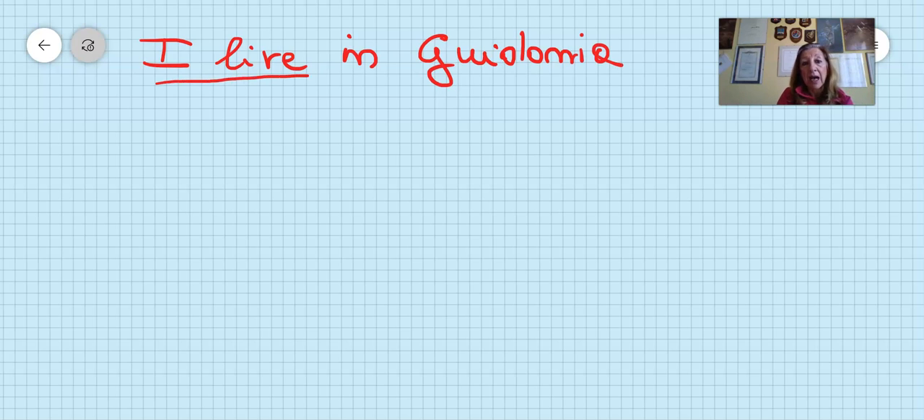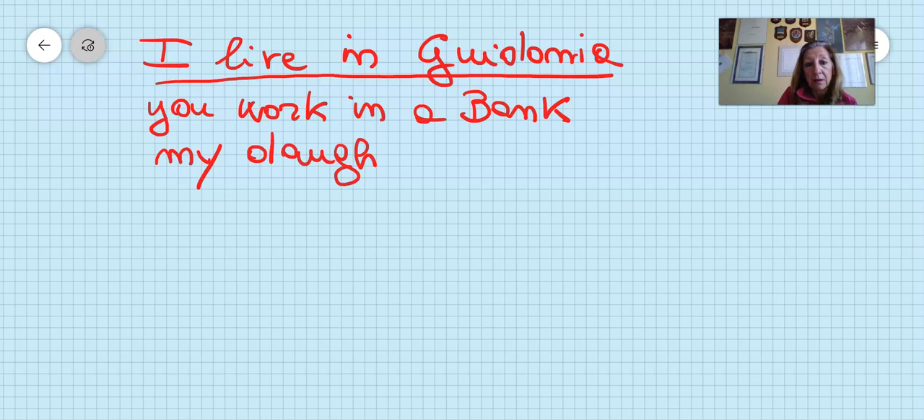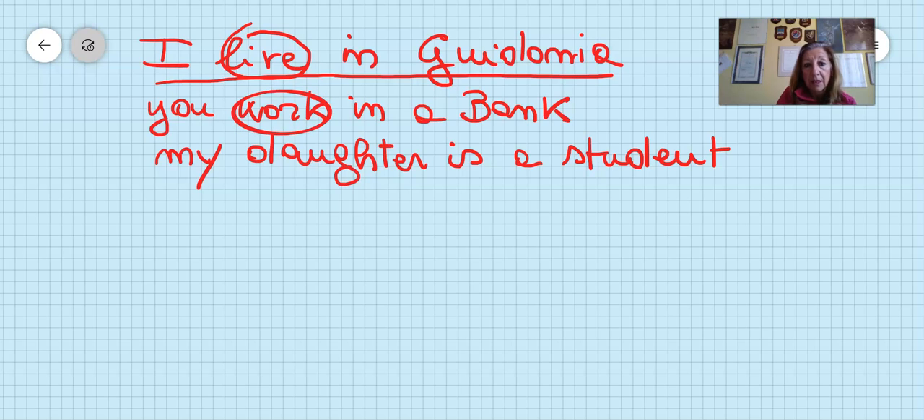It is something I do every day. My stable residence is in this town, so I say, I live in Guidonia. You work in a bank, or my daughter is a student. Okay, so you see that I use the present simple. You work. My daughter is. Okay, so it is different. It is different from the present continuous.